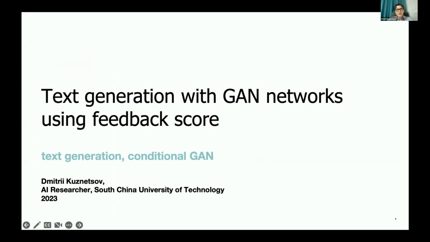So today I would like to present my work. It's text generation with GAN networks using a feedback scorer. In this work, I will use a text generation approach using conditional GAN, using VGAN, and other things that I would like to discuss.